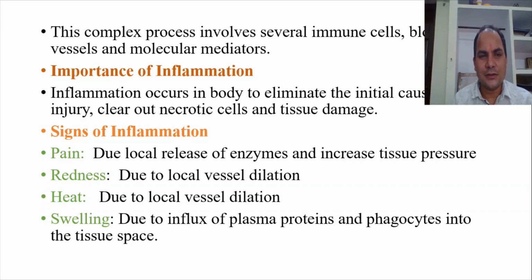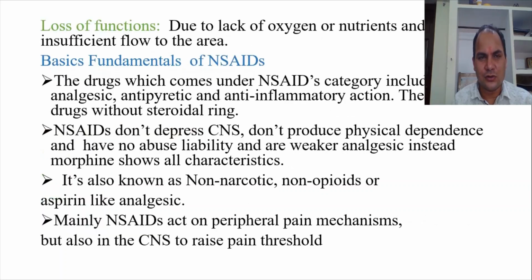Signs of inflammation. First is pain. Pain arises due to local release of enzymes and increased tissue pressure. Second sign is redness. Redness arises due to local vessel dilation. Third is heat. Heat arises due to local vessel dilation. Fourth is swelling. Swelling arises due to influx of plasma proteins and phagocytes into the tissue space. Now the loss of function, due to lack of oxygen or nutrients and insufficient blood to the area.